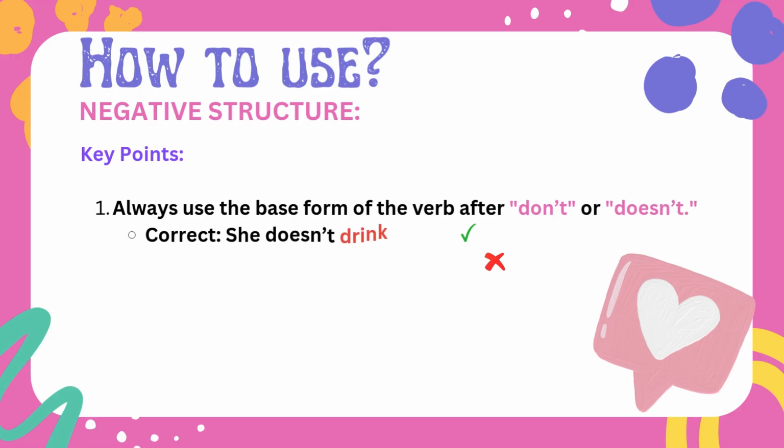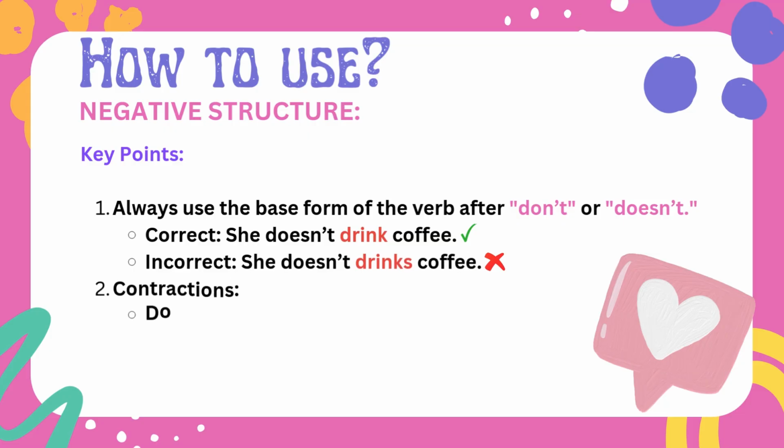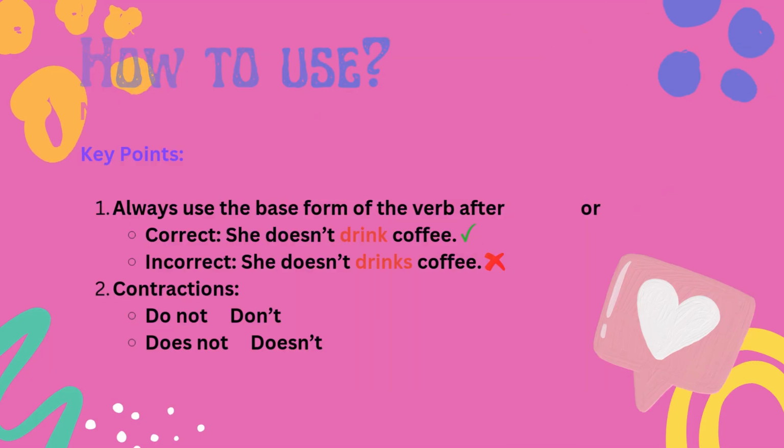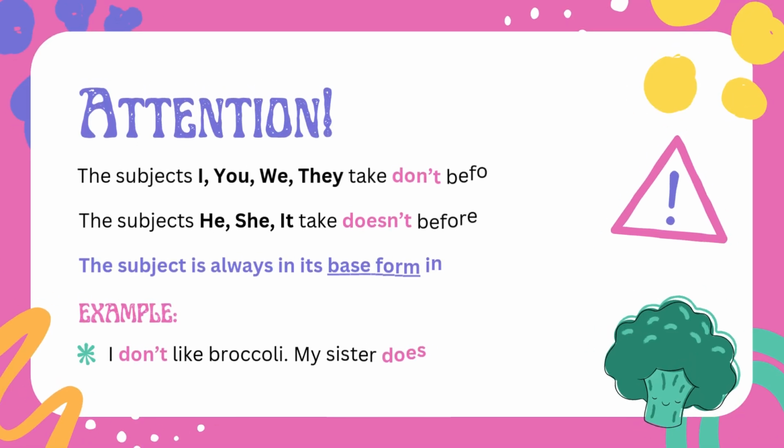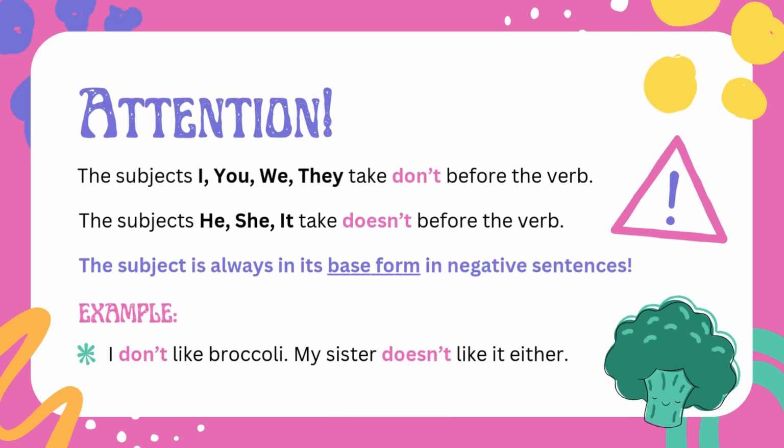Here is the correct sentence: she doesn't drink coffee. The incorrect way would be she doesn't drinks coffee. You are allowed to use contractions. For example, do not, don't, does not, doesn't. Remember the subjects I, you, we, they take don't before the verb. The subjects he, she, it take doesn't before the verb.